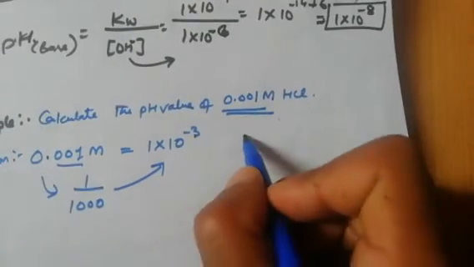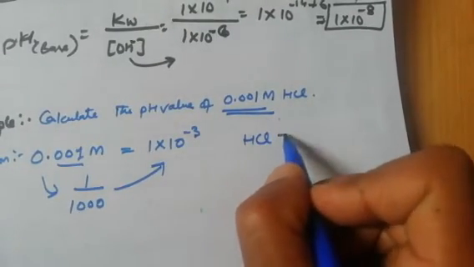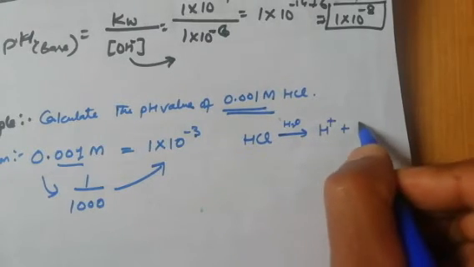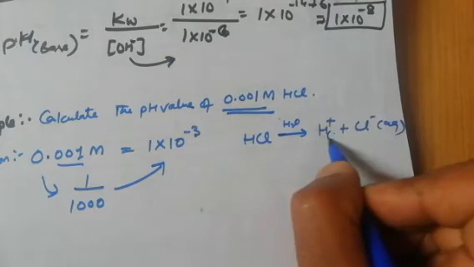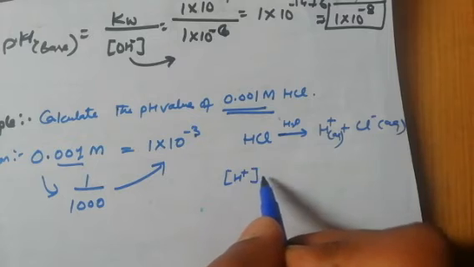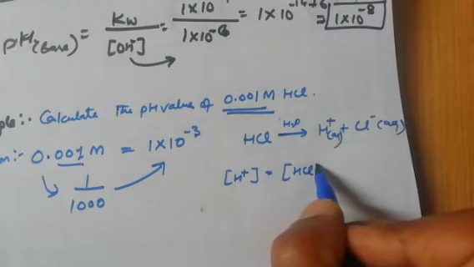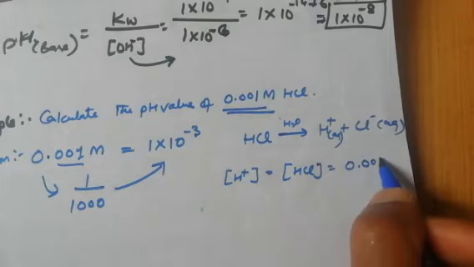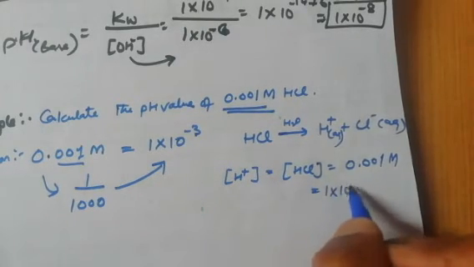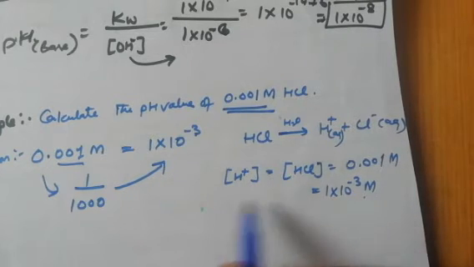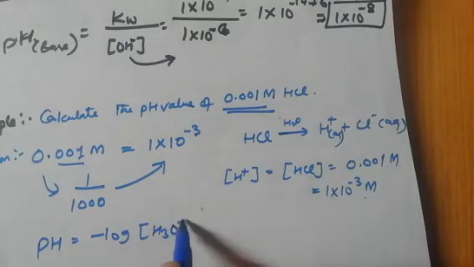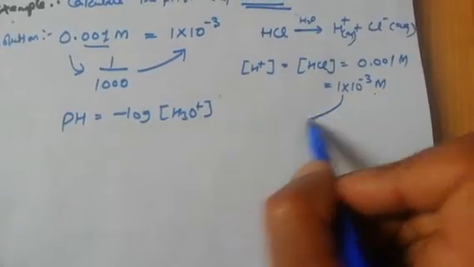Now we know very well we have HCl, and HCl breaks down when it reacts with water. It breaks down into H plus and Cl negative. This is the dissociation of acid. So the H positive is equal to HCl, which is 0.001 mole, now 1 into 10 raised to minus 3 mole. In the case of pH, the formula is pH is minus log H3O positive.